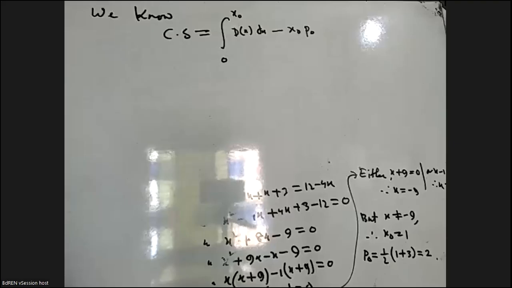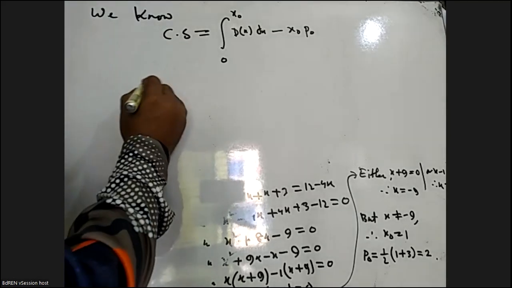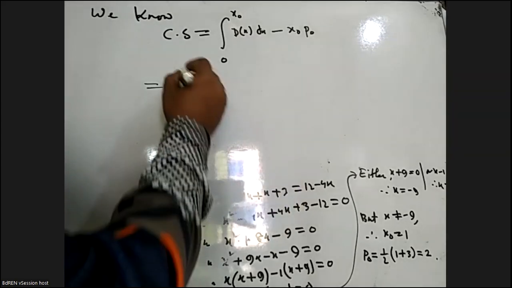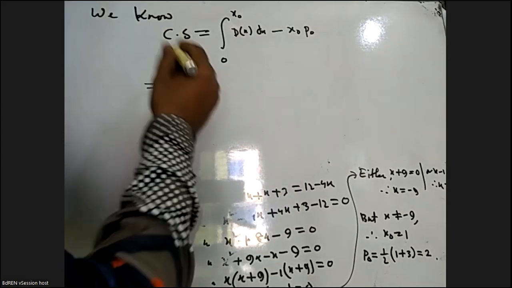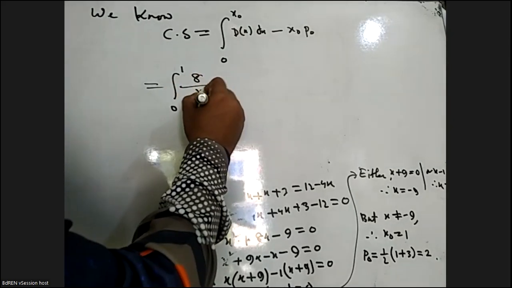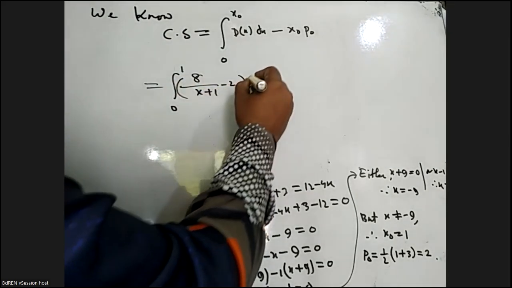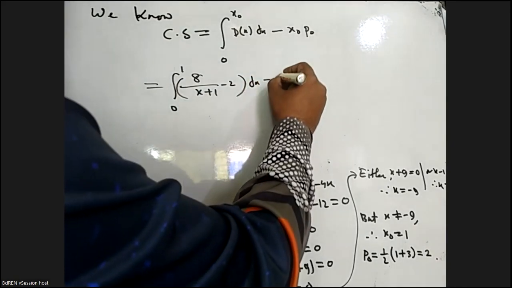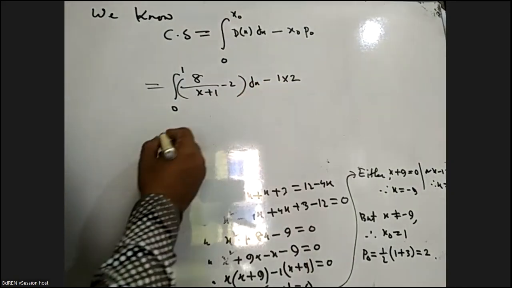So using this formula, we can find out the consumer surplus as in the previous example. So consumer surplus will be the integral from 0 to x not, actually 1, the quantity, of the demand function, which was 8 divided by x plus 1 minus 2, dx, minus x not and price also 2.